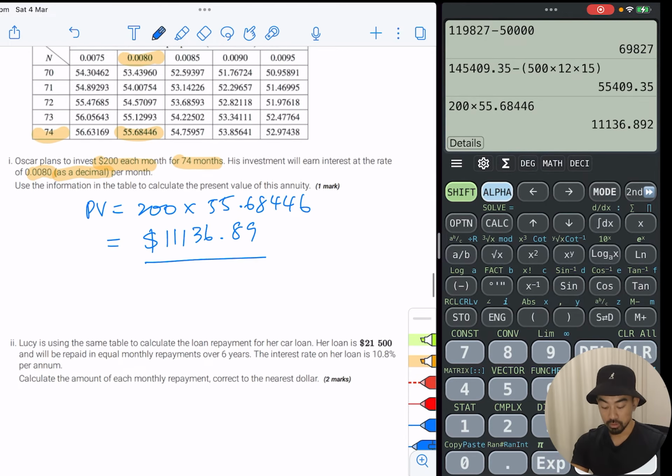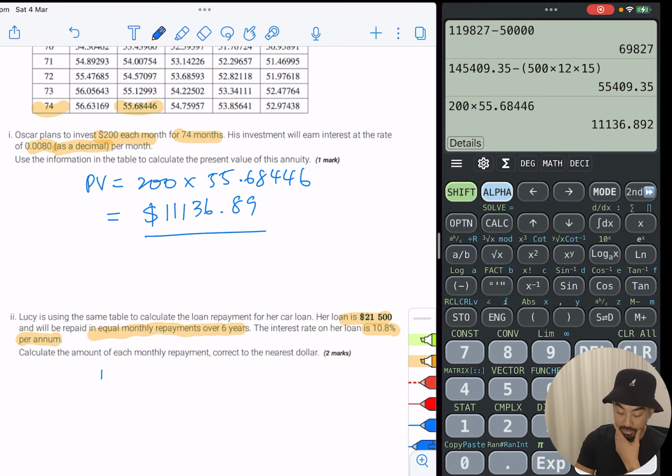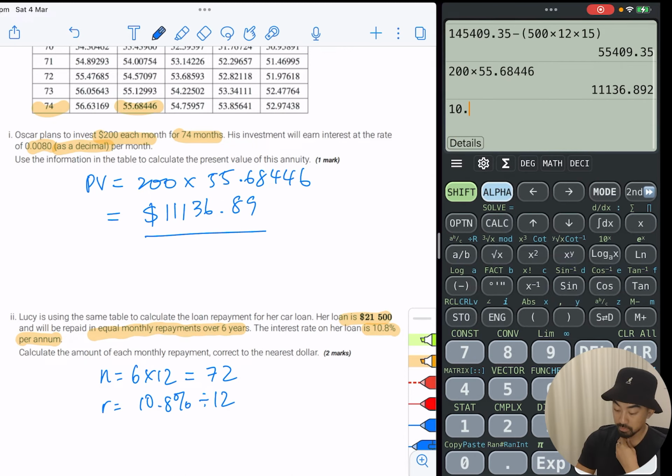Okay, so part II. Lucy is using the same table to calculate loan repayments on her car. Her loan is $21,500 and will be repaid in equal monthly repayments over 6 years. Her interest rate on the loan is 10.8% per annum. Calculate the amount of each monthly repayment correct to the nearest dollar. So we've got to do some conversions here. N, she is doing 6 years every month, so that's 72 months. Her rate is 10.8% per year, and we need to divide that by 12. That's 0.9%.